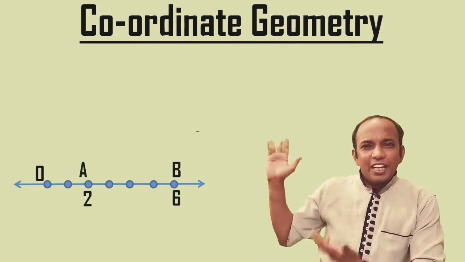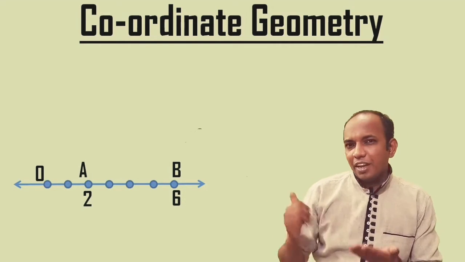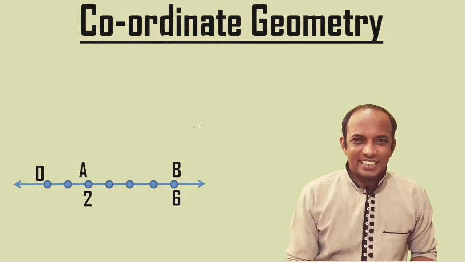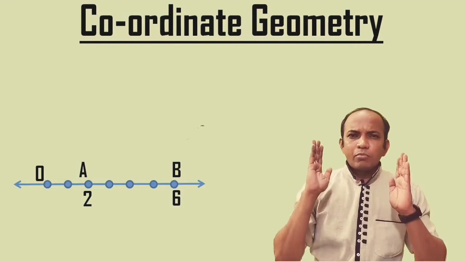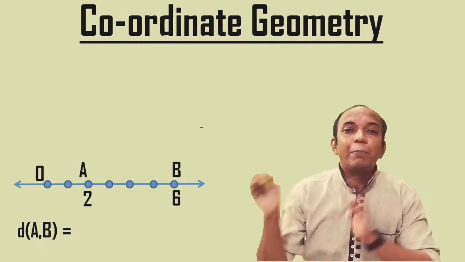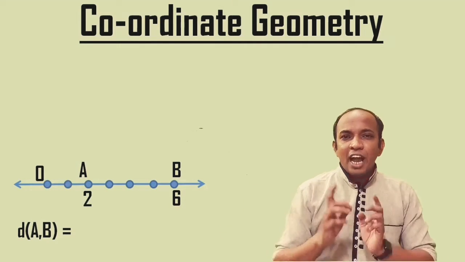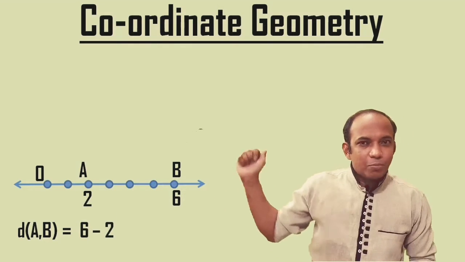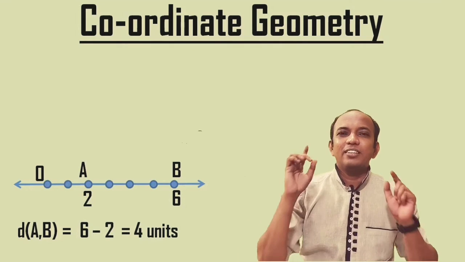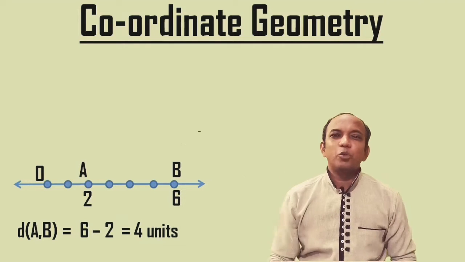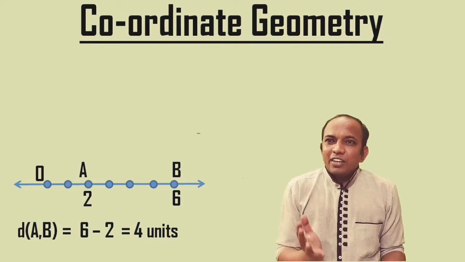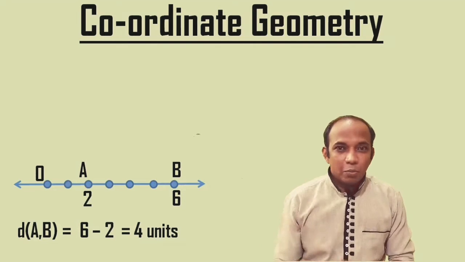Consider points A and B as shown in the figure, where the coordinate of A is 2 and for B it is 6. Now, do you remember how to find the distance between these 2 points? Yes, it is bigger coordinate minus smaller coordinate, that is 6 minus 2, and you get the answer 4 units. Always keep in mind, the distance between any 2 points is always a positive number, so we can always take the modulus.